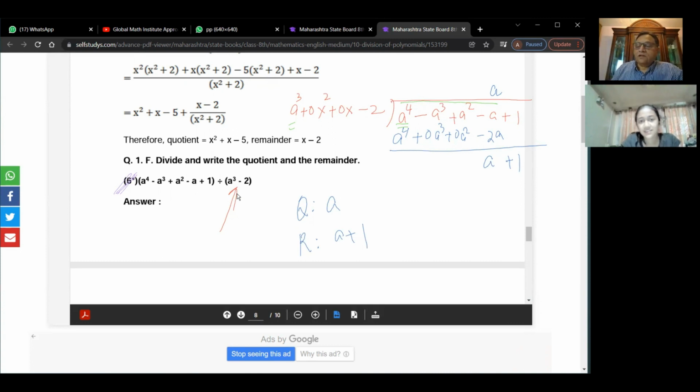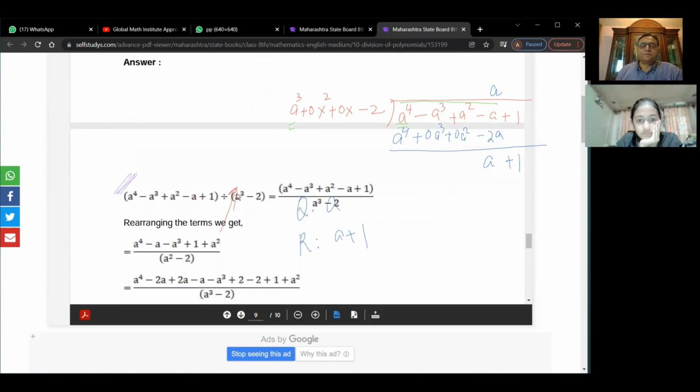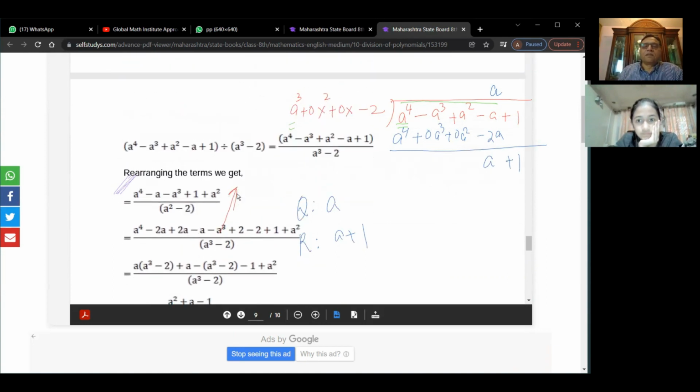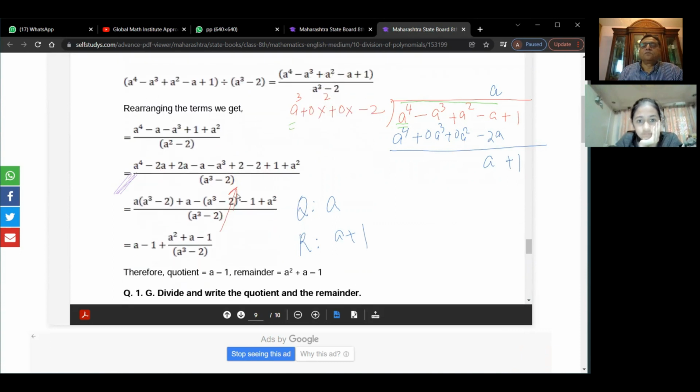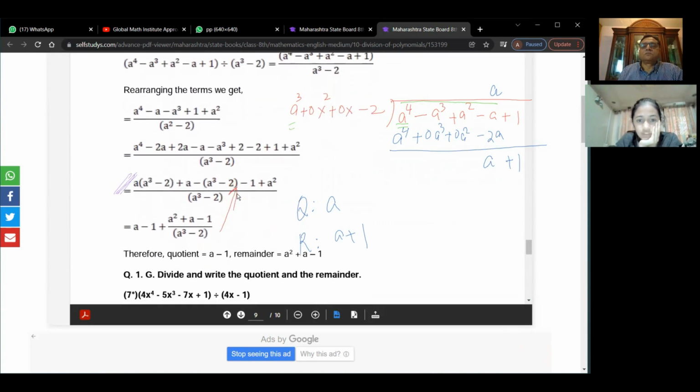Now look at the book solution. Go ahead and see what they got. The quotient is A minus 1. How come?